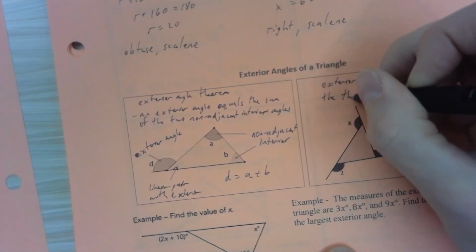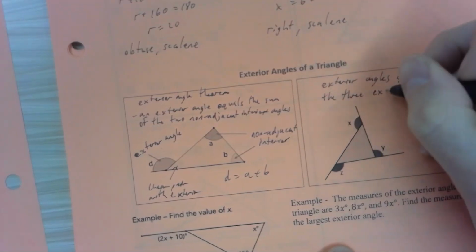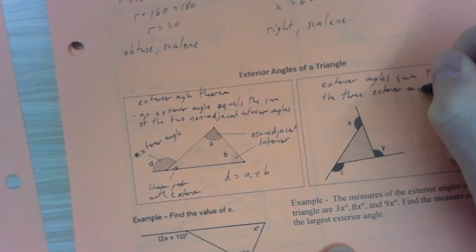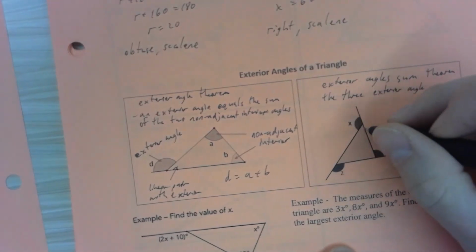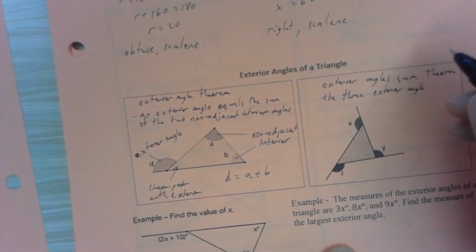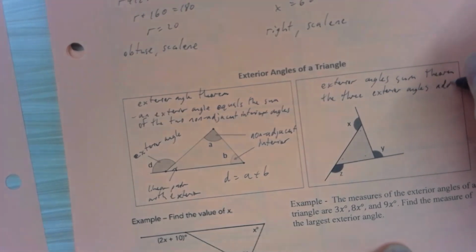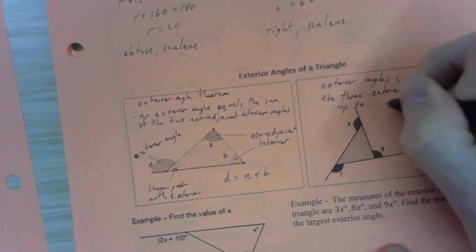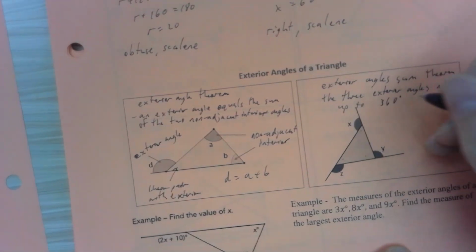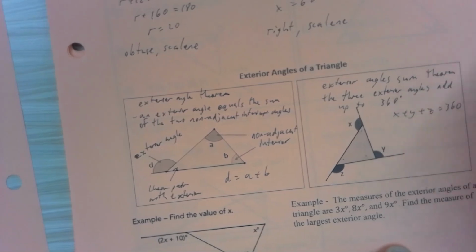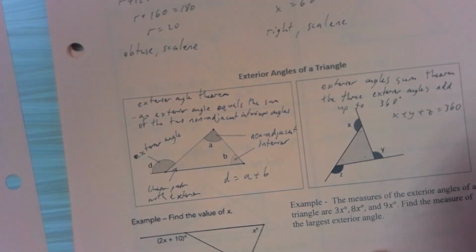The three exterior angles, and remember, the exterior angles are the ones that are linear pairs with those interior angles. The three exterior angles add up to 360 degrees. So in this case, that would be x and y and z add up to 360 for the equation.